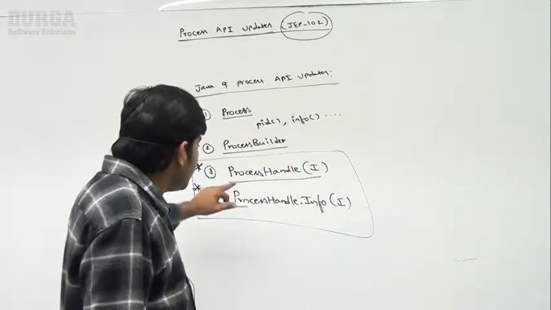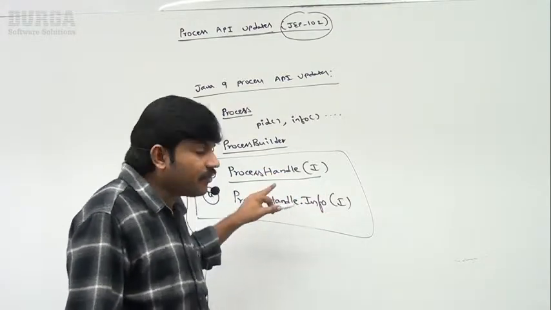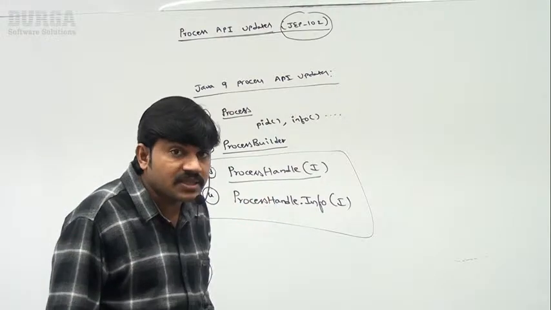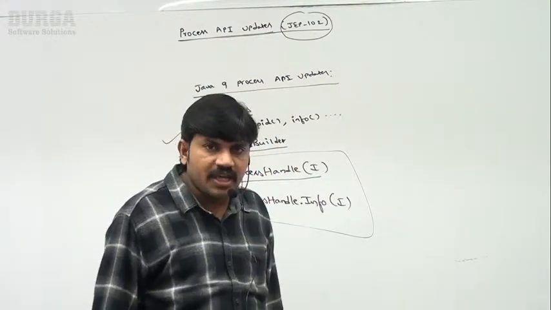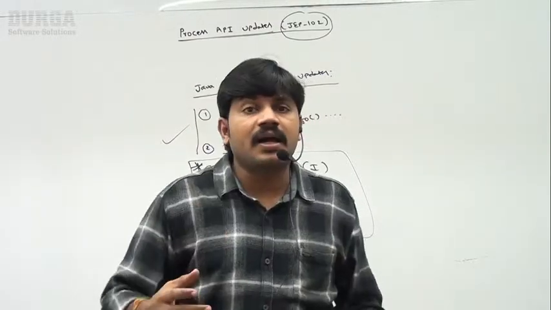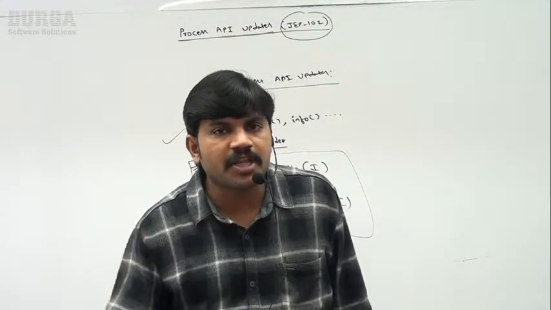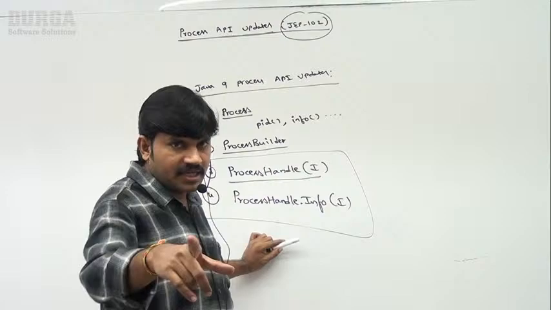Next, there is ProcessHandle.Info. What is this one, sir? Can you spell out? ProcessHandle. What is the next one, sir? ProcessHandle.Info. Remember, these two interfaces came in Java 9, so that our process API will become strong. Sir, we can perform process management very easily with this updated API.